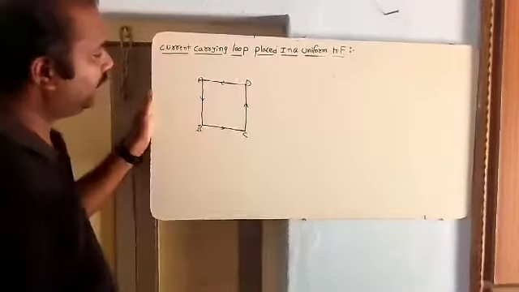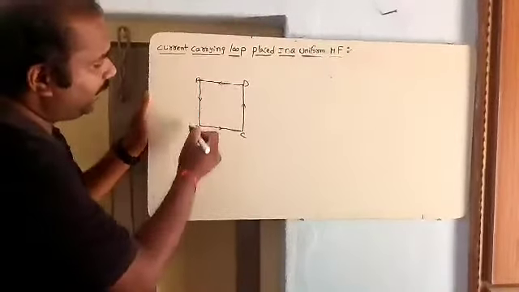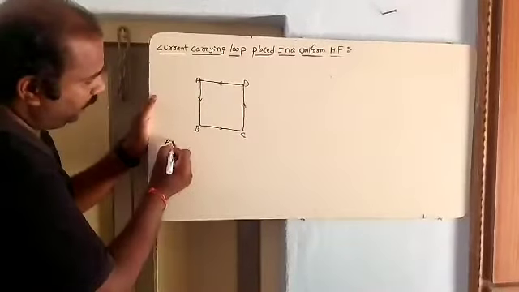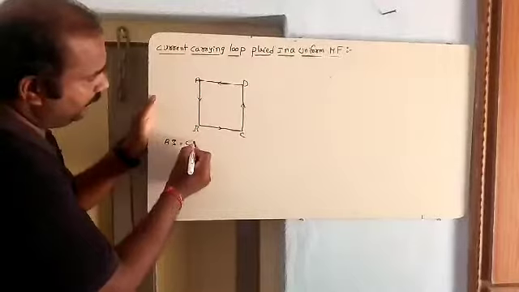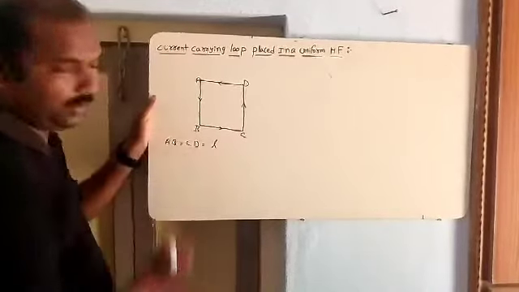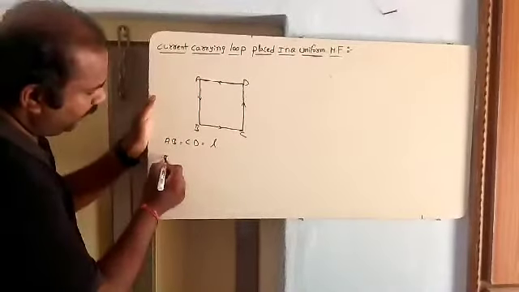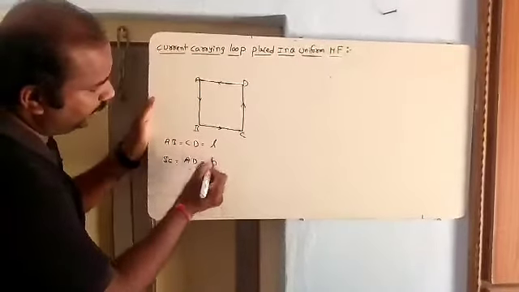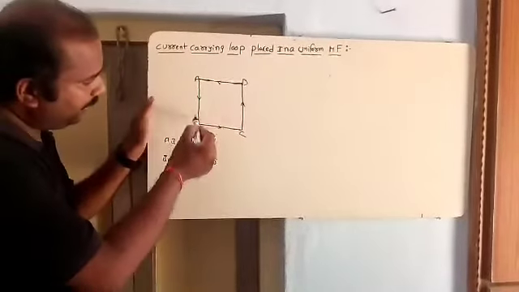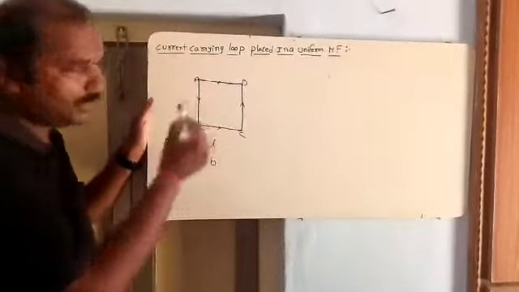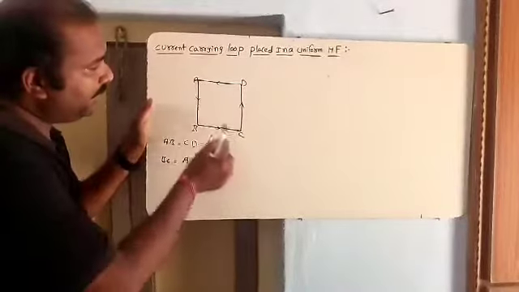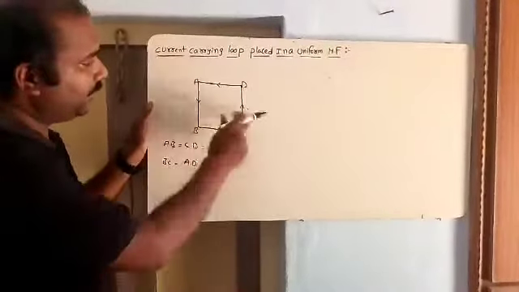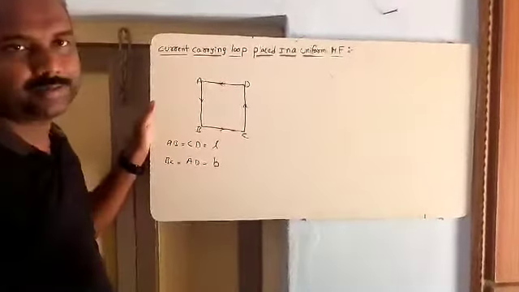Current I is passing, and this side AB and CD I am taking as a length L, and BC and AD I am taking as a breadth B. So these two are lengths and these two are breadths.